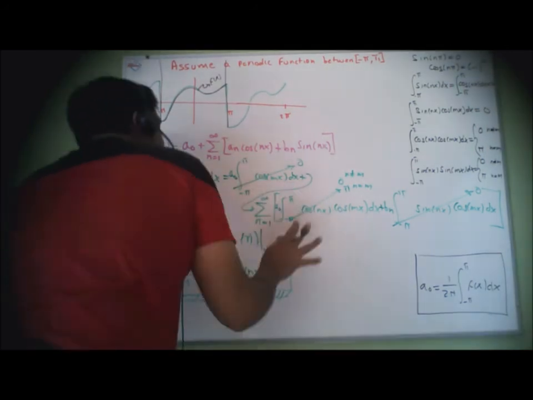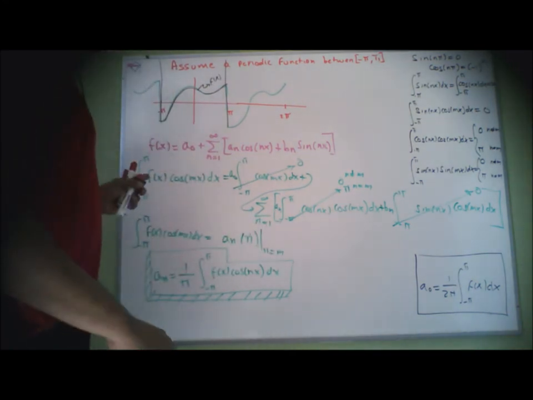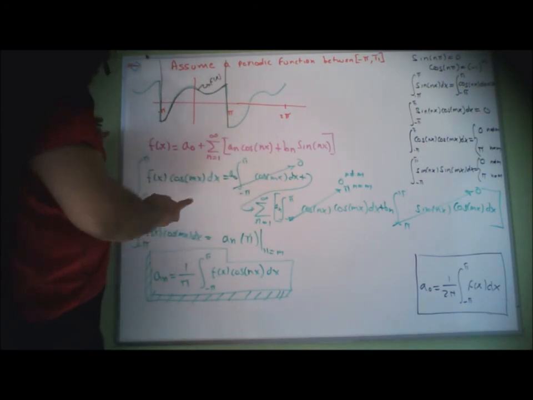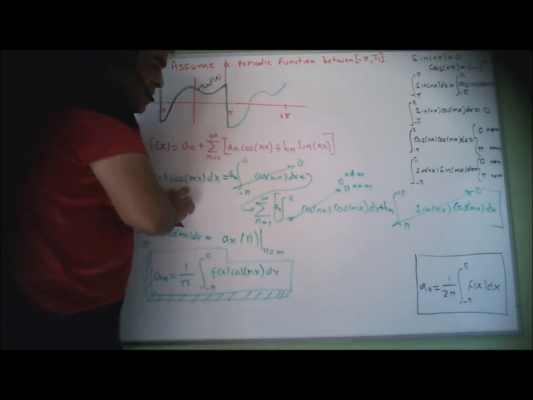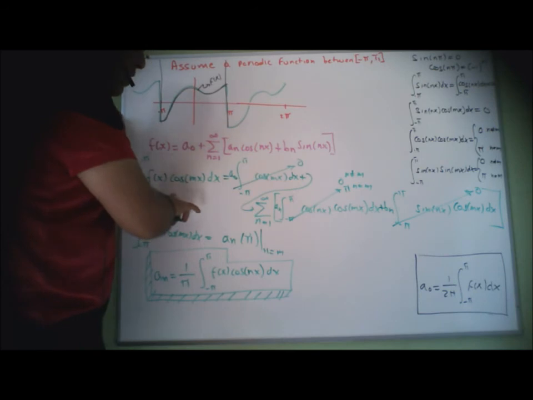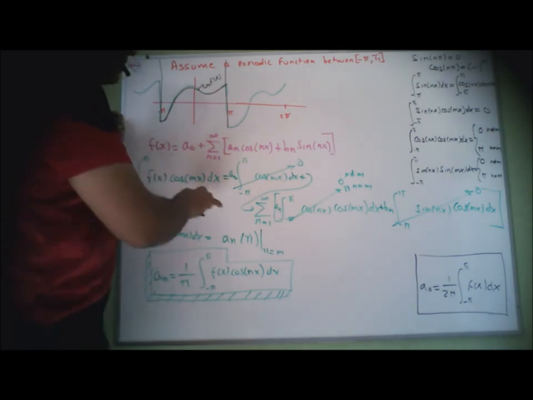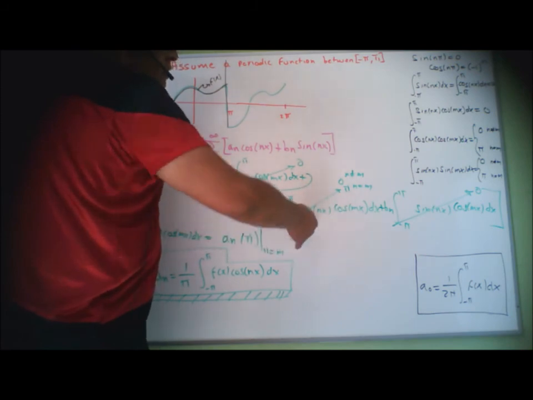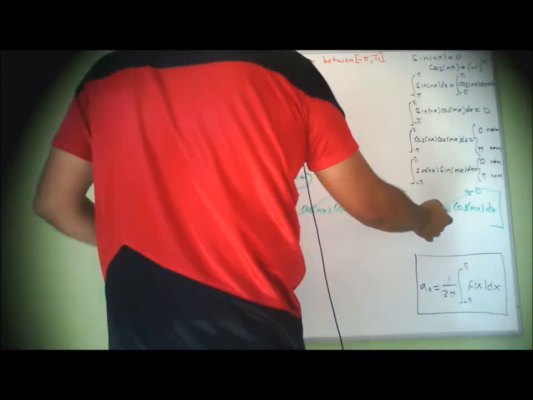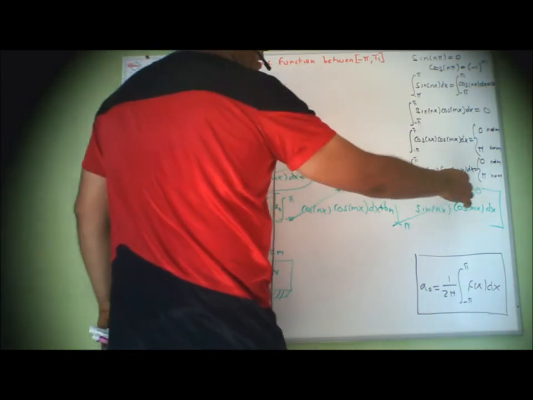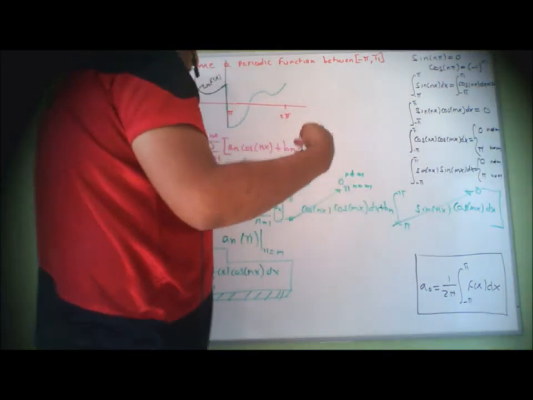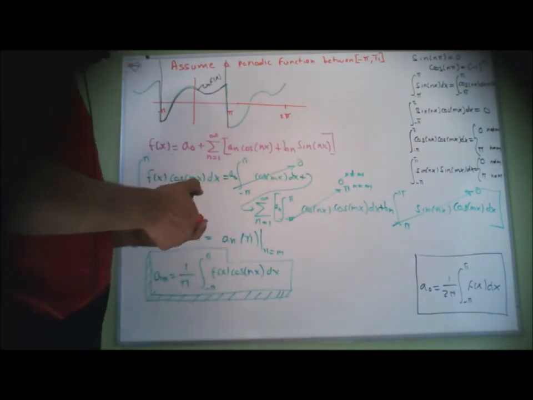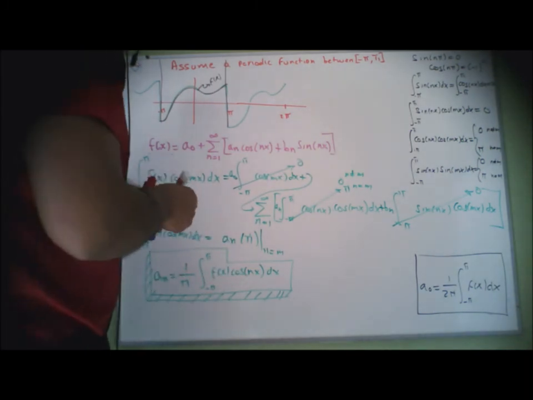Okay, now the bn, I'm not going to do the process, but the bn is going to be very similar, but instead of multiplying times the cosine, it's going to be the sine. Now, if it is the sine, then here there is going to be a cosine and a sine, and they are going to be 0. But here there is going to be the sine and the sine, and the same applies as before. So the result is going to be very similar. It's just that instead of the cosine, it's going to be the sine. So I'm going to write the formula.